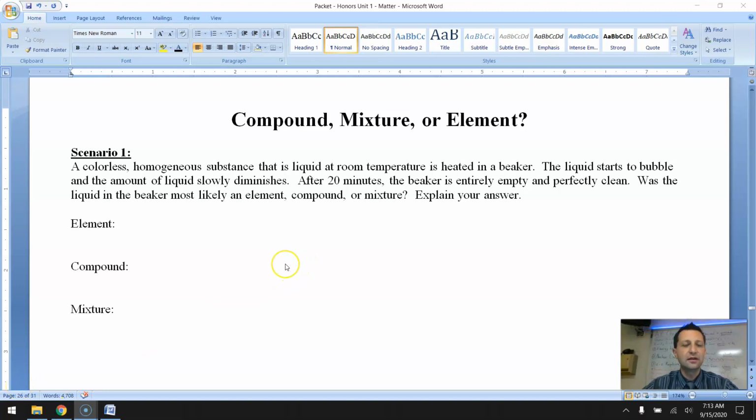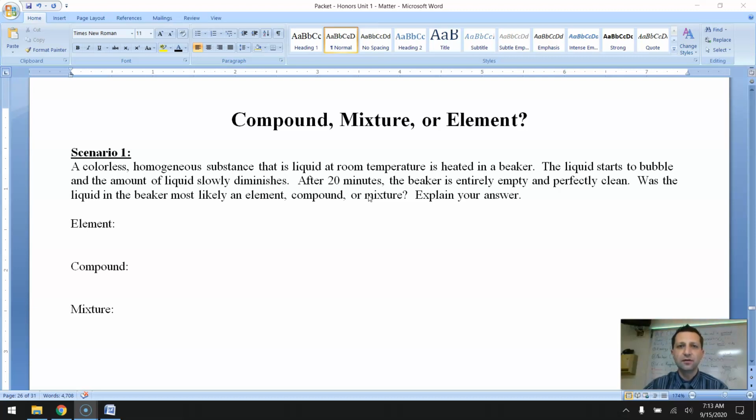What we're going to do is take a look at a couple pages in our packet titled Compound, Mixture, or Element. And these pages give you various scenarios. There are 7 of them. And you're going to read through this scenario and figure out is the item they're describing an element, compound, or a mixture based on what we know from Unit 1.